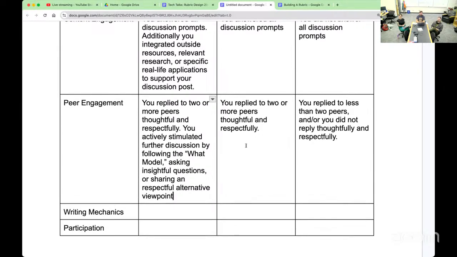or if you're asking insightful questions to your peers, like asking, oh, tell me more. I want to know more about that thought. Or sharing a respectful alternative viewpoint, like, oh, well, did you think about it from this angle? Or, oh, I read that differently. So those are what I hope are fairly observable markers of thoughtful engagement.